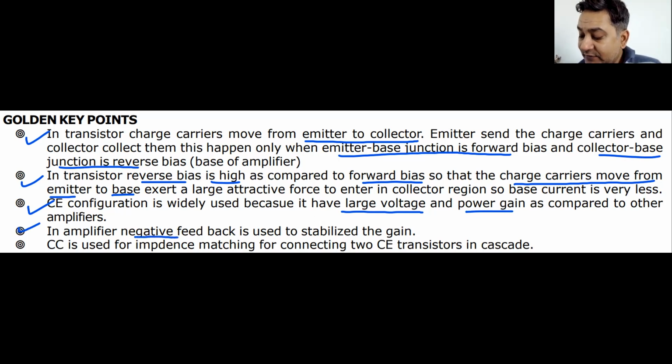Negative feedback, we will see what this feedback is. You can just remember this: negative feedback is used to stabilize the gain. Gain means current gain, voltage gain, or power gain. Common collector is used for impedance matching. When you want to match the impedance, you will use common collector. This is all that you need to remember.